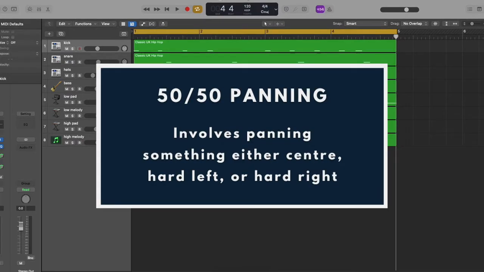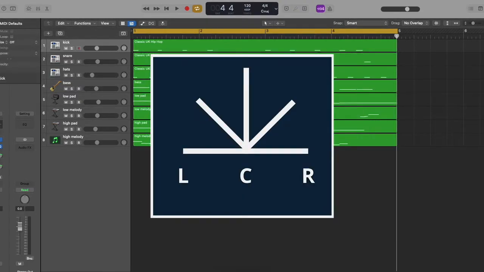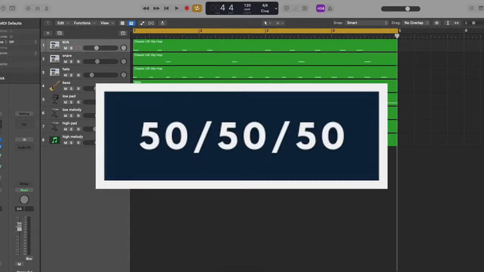We will be using the 50-50 panning method with a twist. The 50-50 panning method involves panning something either center, hard left, or hard right. We will be tweaking the 50-50 method by adding things panned in between center and hard left or right. Consider this the 50-50-50 panning method.